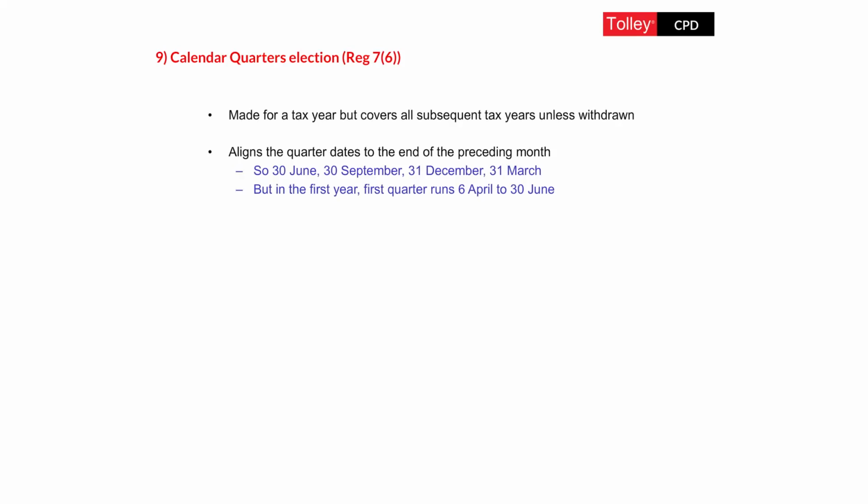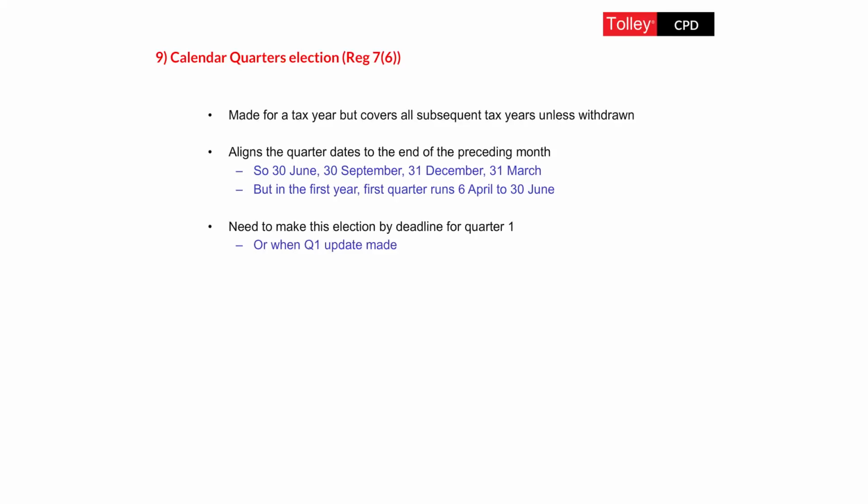Now, before you despair and decide that now is the time for you to retire, I have good news. The good news is in the shape of Regulation 7, Para 6, which allows you to make a calendar quarters election. A person may make a calendar quarter election and may do so in respect of each business that they have, so maybe a trade and a property business. Make an election separately if you wish. That will align the quarter dates with the normal calendar quarters, so 31st of March and so on.